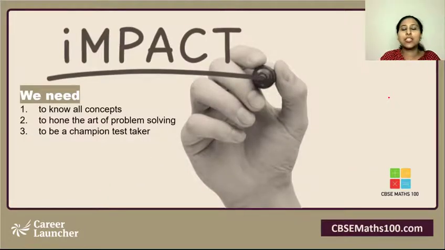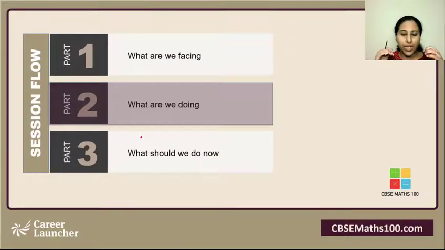Now, the impact of these changes is that we need to be clear with all the concepts from each chapter. When you're solving MCQ questions, 1 mark questions, you need to be good with your conceptual understanding of each chapter. Only then you will be able to solve problems better and hone the art of problem solving. It's an art which needs to be developed, a skill which needs to be developed. And you need to be a champion test taker, which means you need to develop skills on solving tests faster and accurately.